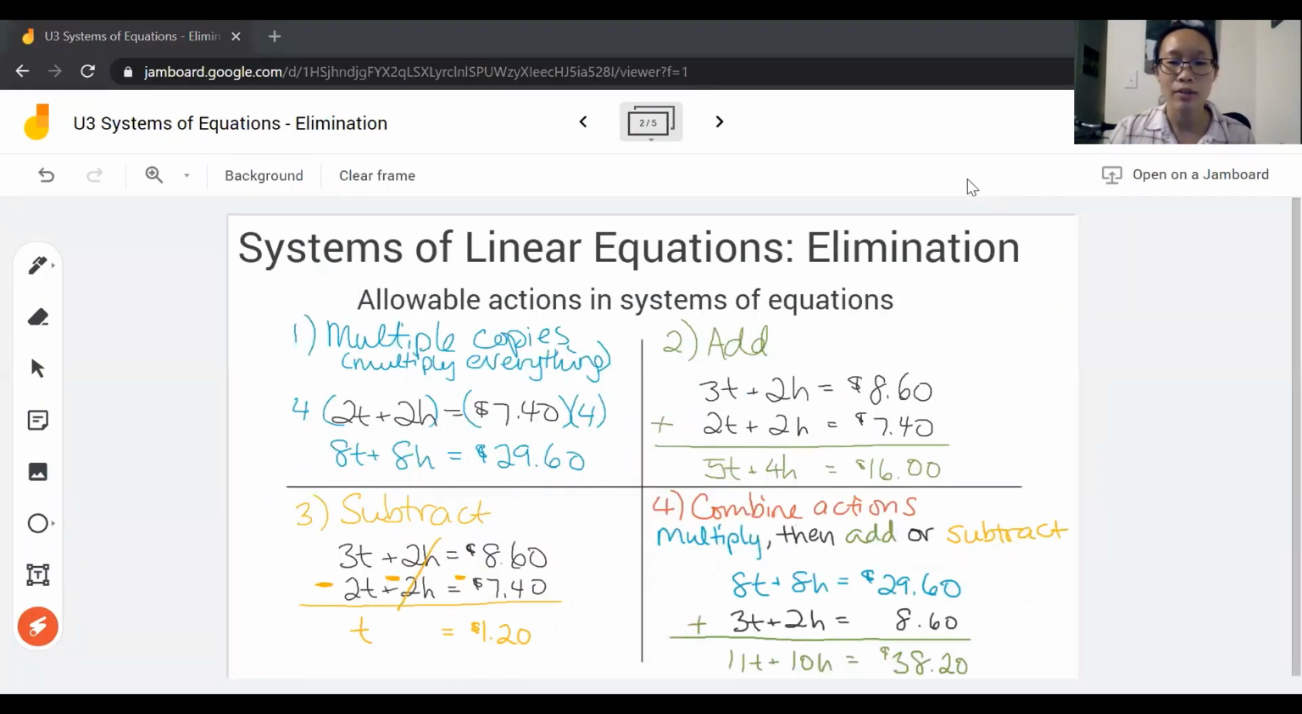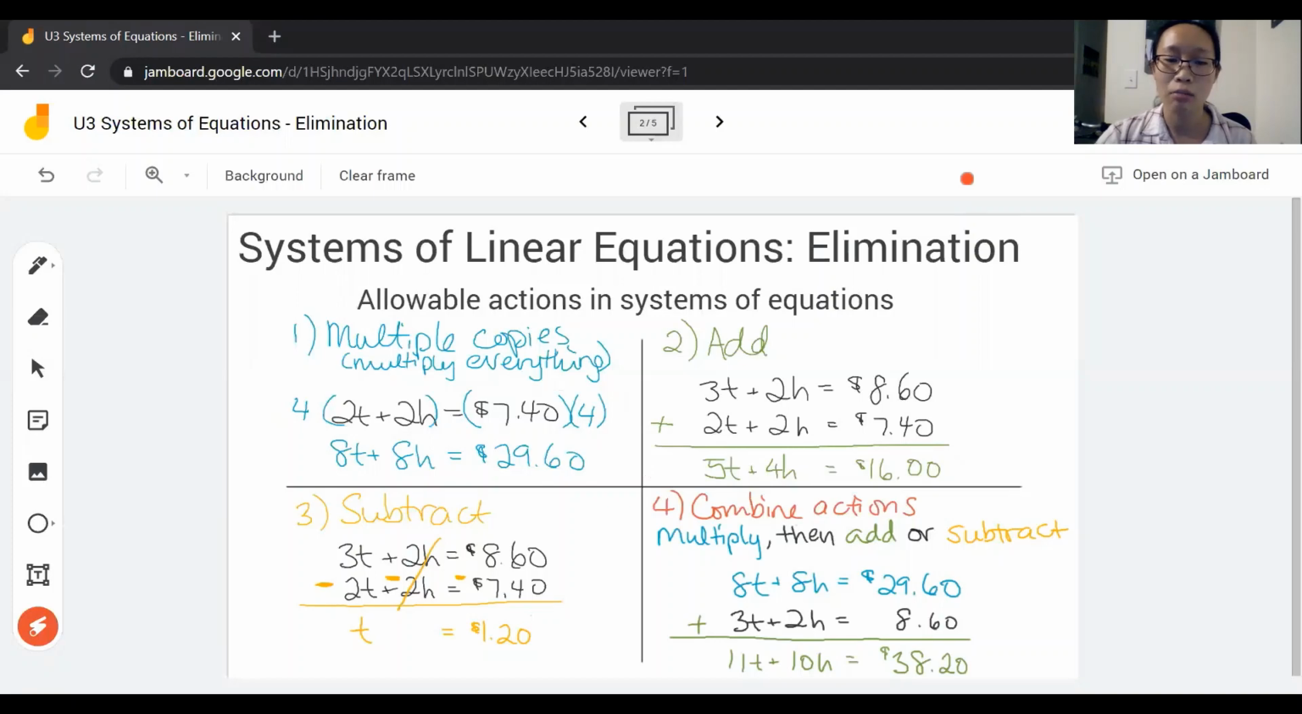What does this mean in terms of systems of equations? Well, systems of equations are just like food orders. Everything we did to the orders, you can do to systems. So this looks like a lot, but it's exactly everything we just did on the last slide. We found that we could multiply multiple orders, or multiply every single term through. We can add equations. So this was our 5 tacos and 4 hot dogs.